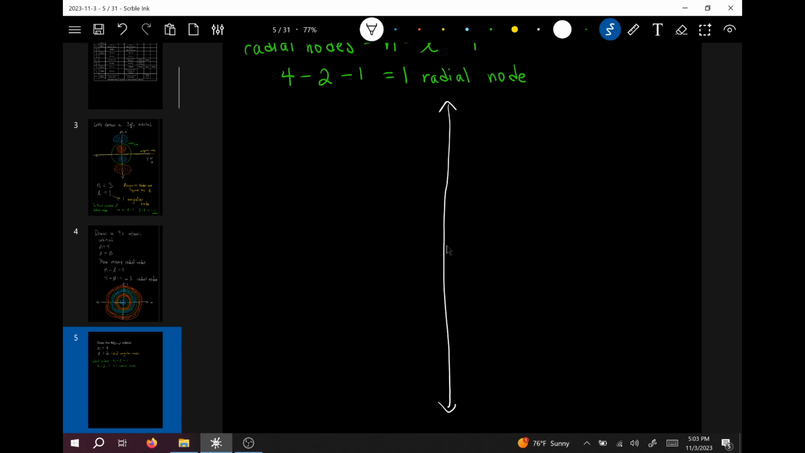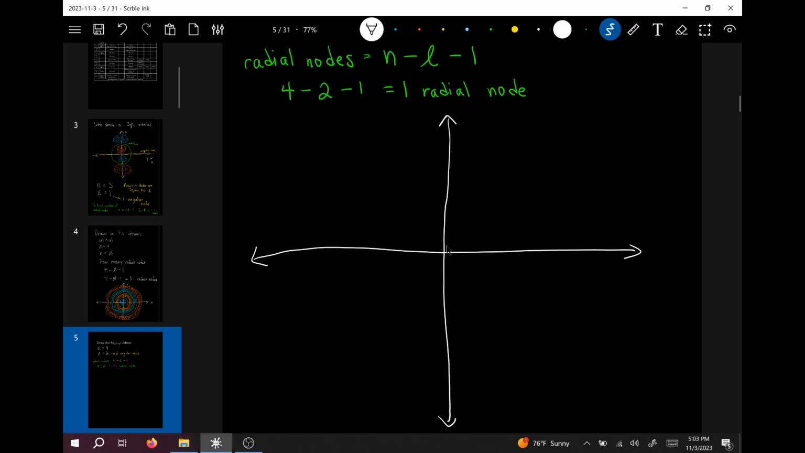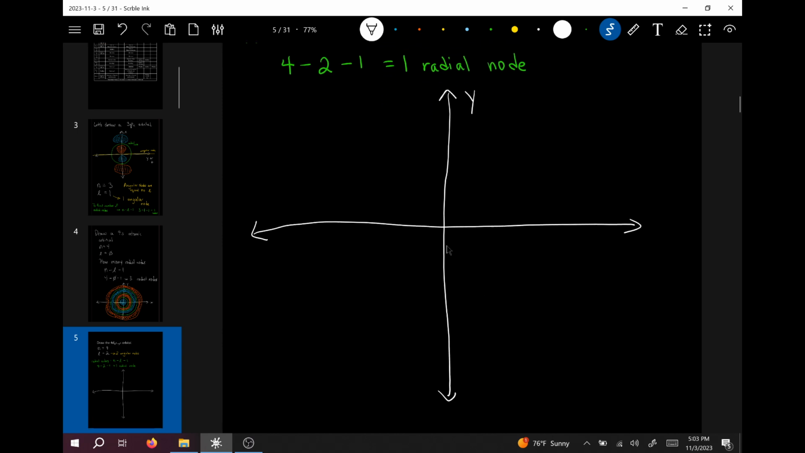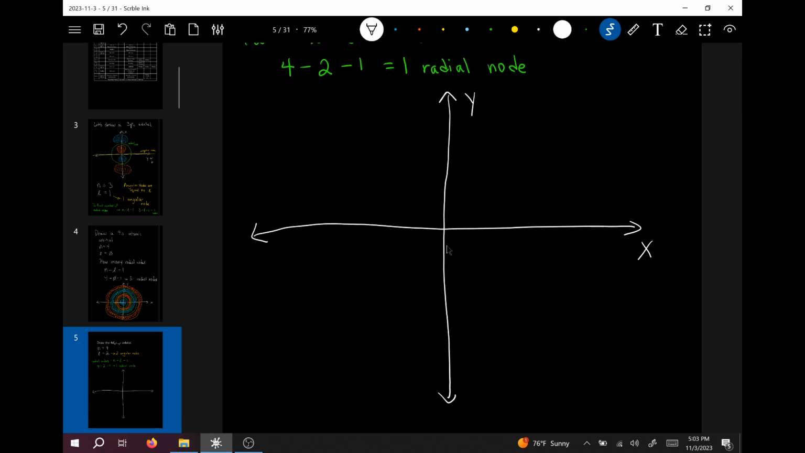Up, a vertical line and a horizontal line. And since this is a 4d x squared minus y squared atomic orbital, I know that the entire orbital is along the xy plane. So I'm going to draw the vertical axis as being y and the horizontal axis as being x. Here, it's not going to be x or z. It's going to be x because I know that the atomic orbital is in the xy plane.